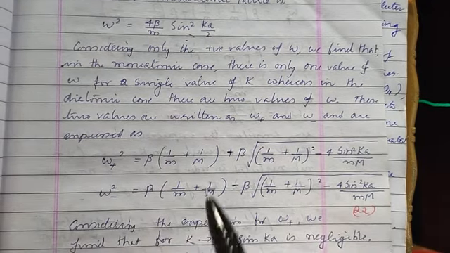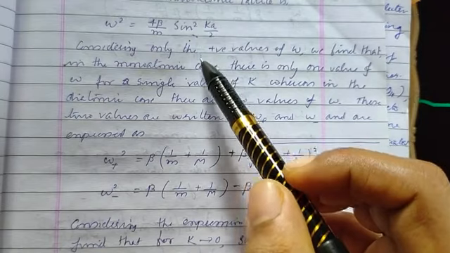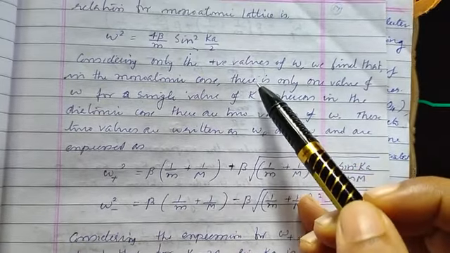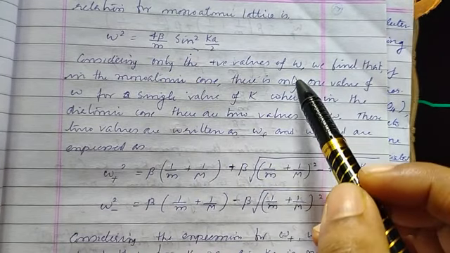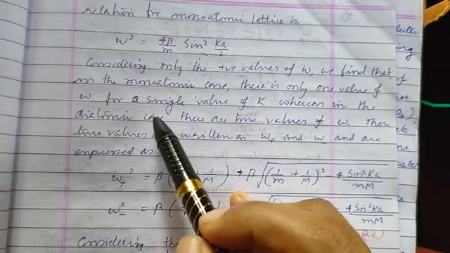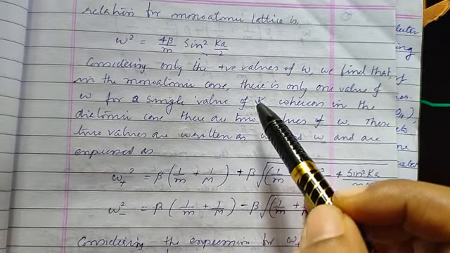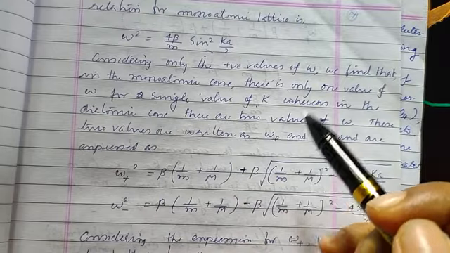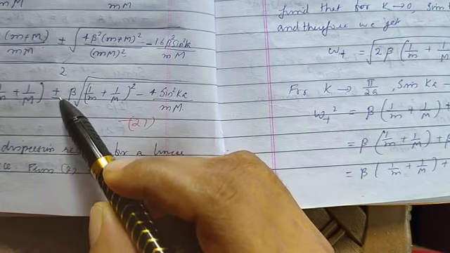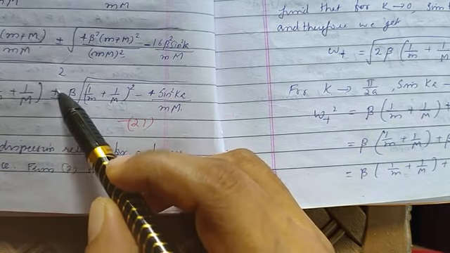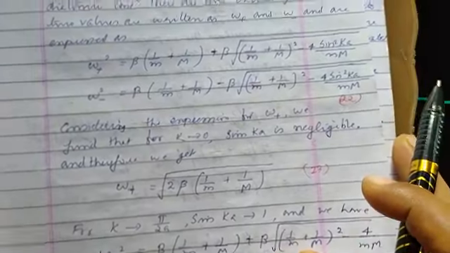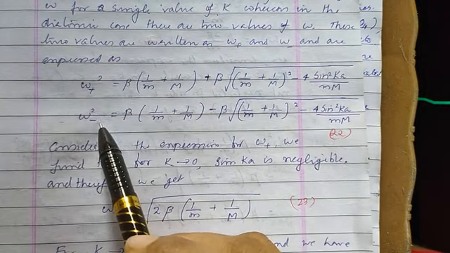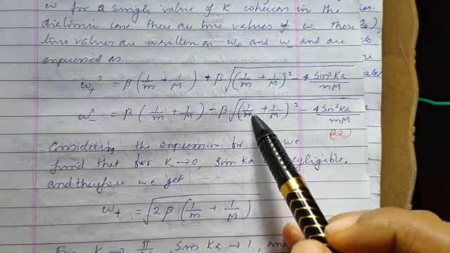So if we consider this equation, considering only the positive values, we will get only one value for omega corresponding to a single value of k. But here there are two values, that is one with the plus sign in the middle and one with the minus sign in the middle, which are represented as omega plus and omega minus. So we will get two expressions here.